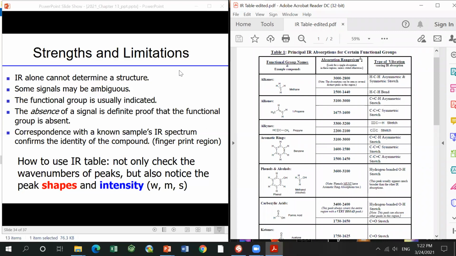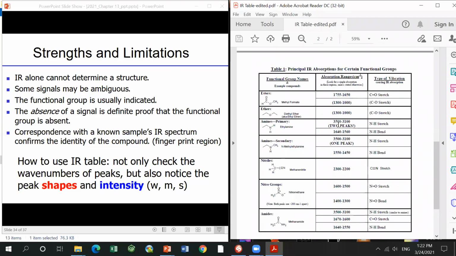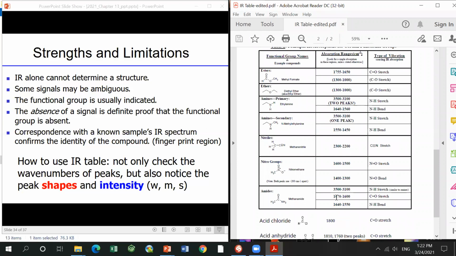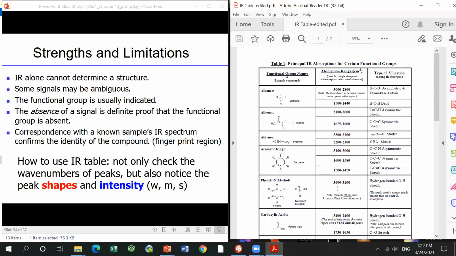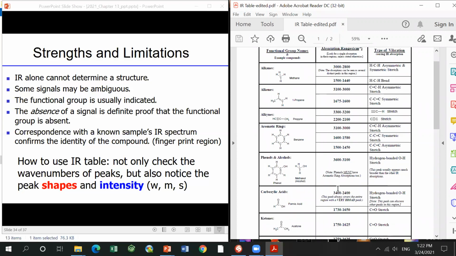Just keep in mind another example. For the alkane C-H stretching, 1675 to 1600, and the amide C=O stretching, 1670 to 1600, they are in similar positions, but you can use the intensity.